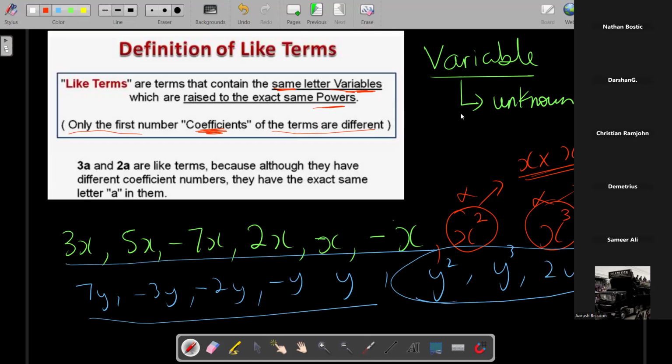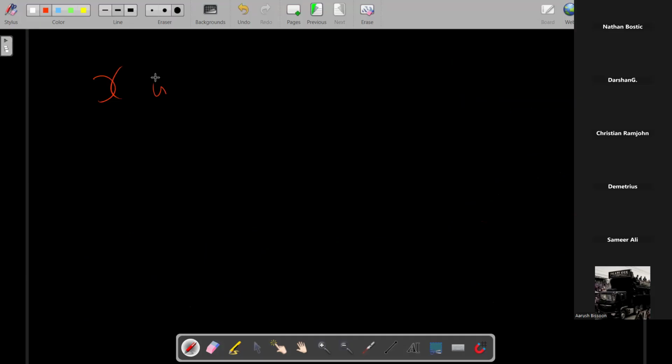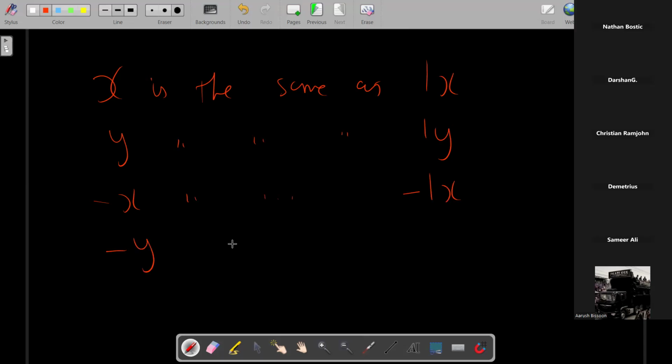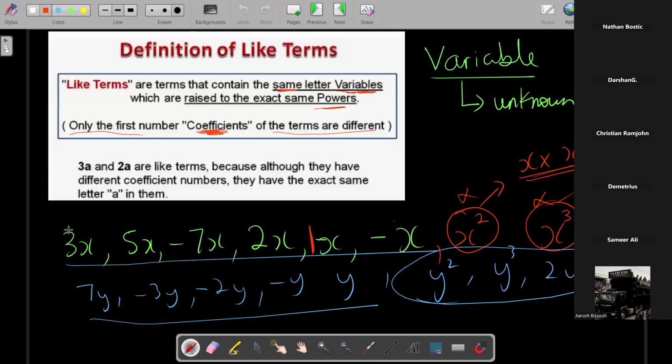Point to note as well, when a variable is by itself, it is understood to have a 1 in front of it, right? I'll send you notes for this after. Let's pay attention for now, right? So x is the same as 1x, and y is the same as 1y, minus x is the same as minus 1x, minus y is the same as minus 1y. That 1 in front, once a variable is by itself, is the understood coefficient. So this number in front is called the coefficient.